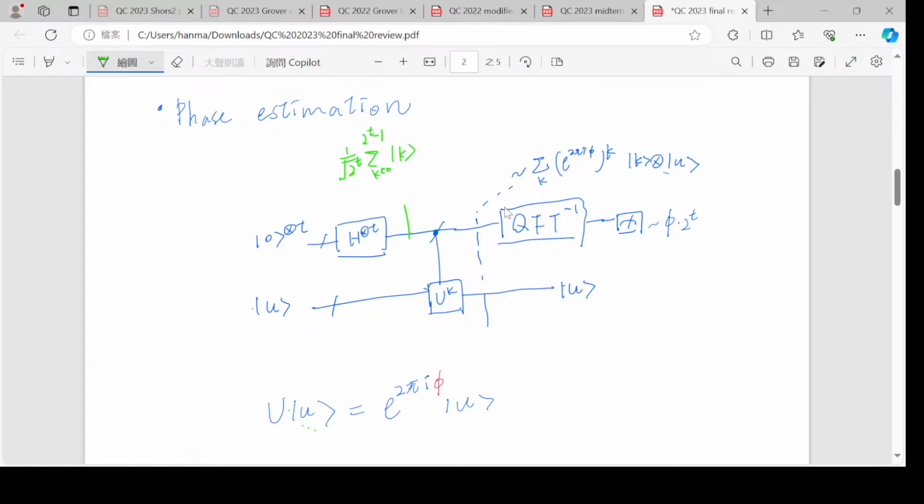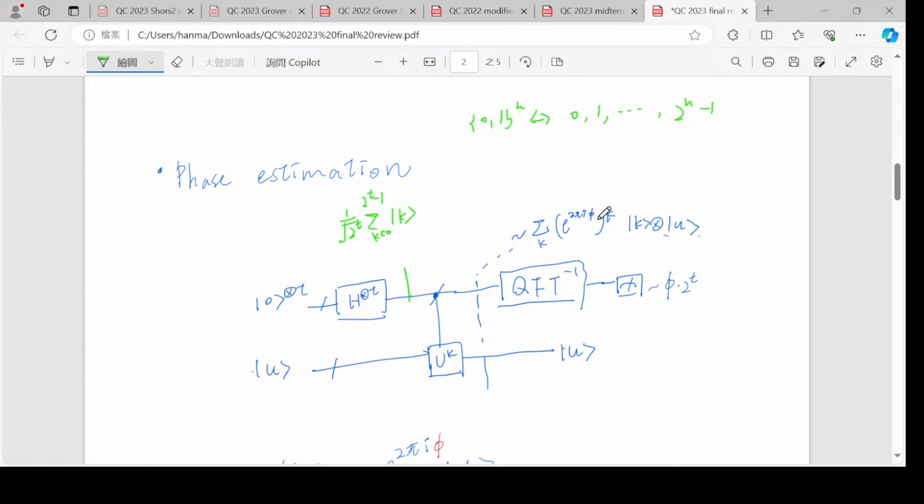And so now we look at what the state is after you apply this multi-controlled U. The first register is some k, and the second register is u, with big U applied k times. Each time you apply big U on small u, you get e^{2 pi i phi}. If you apply it k times, then you get e^{2 pi i phi k}.